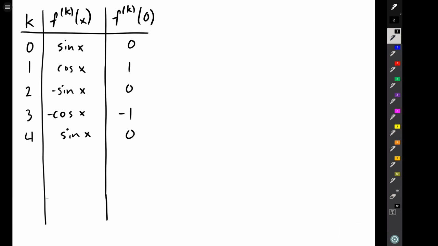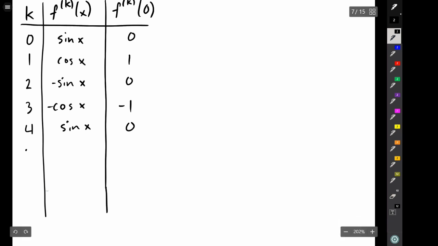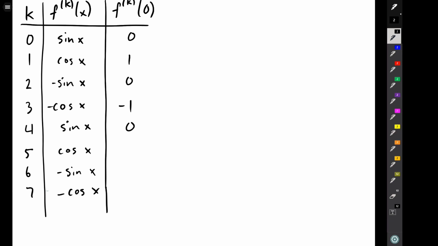That pattern might not be too obvious yet, so let's take a few more. 5, 6, 7 here. So this is just going to be cosine, minus sine, minus cosine. And you can see it's just going to repeat from here. So this should be enough. Here we're going to get 1 and then 0 and then negative 1 again. So this sequence goes 0, 1, 0, negative 1, 0, 1, 0, negative 1.